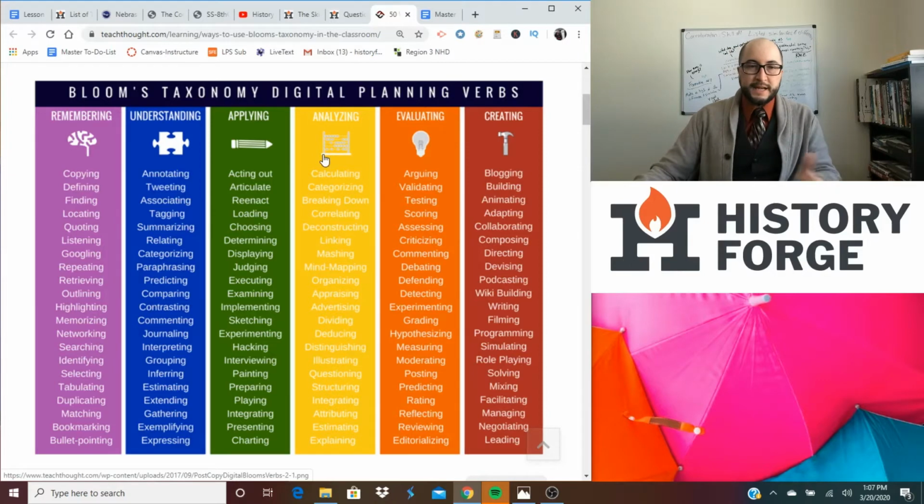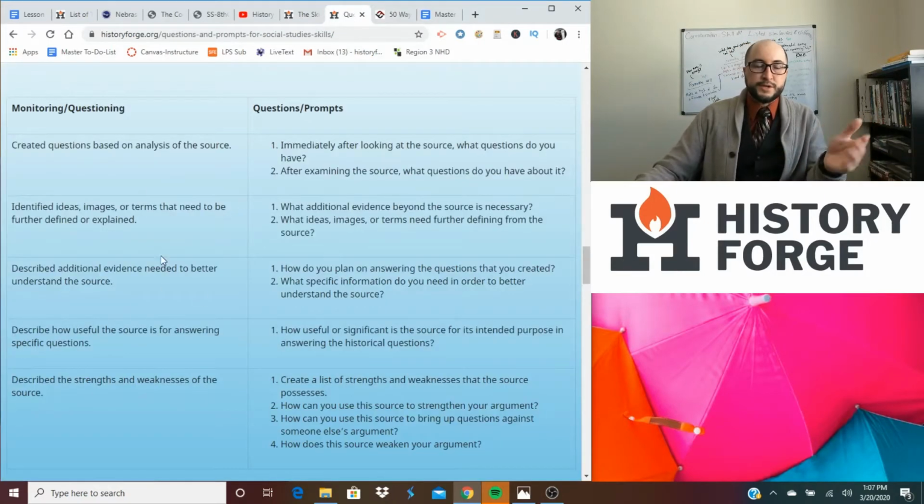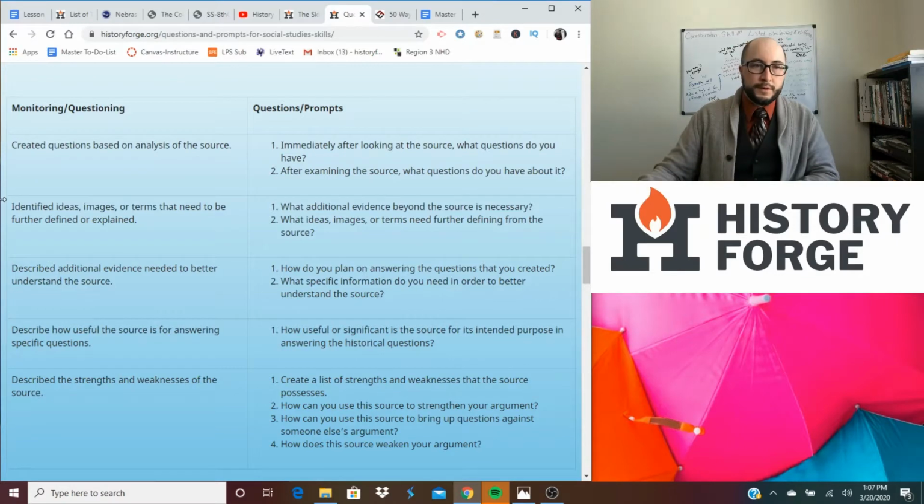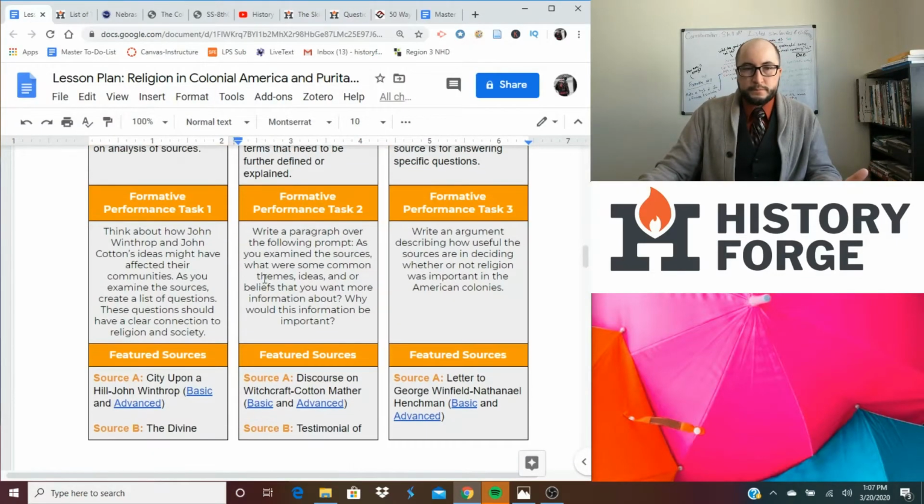So I use a combination of these things. I use Bloom's taxonomy, and I also use these questions and prompts as a guide to help me figure out what's a very basic thing they could do to get started with this skill, and then how they can go forward. So, actually looking at the lesson plan, let's look at this first one.